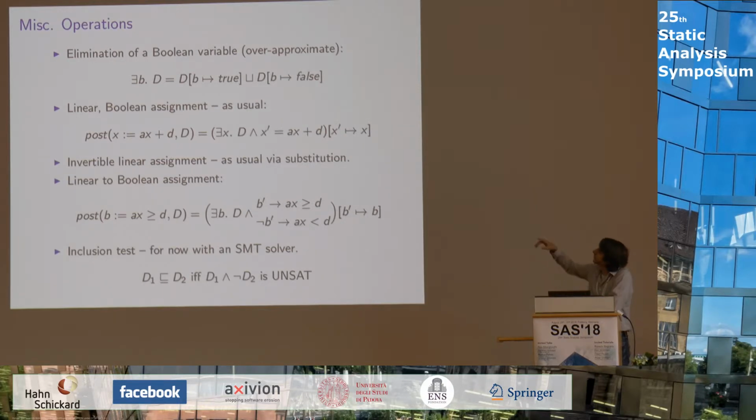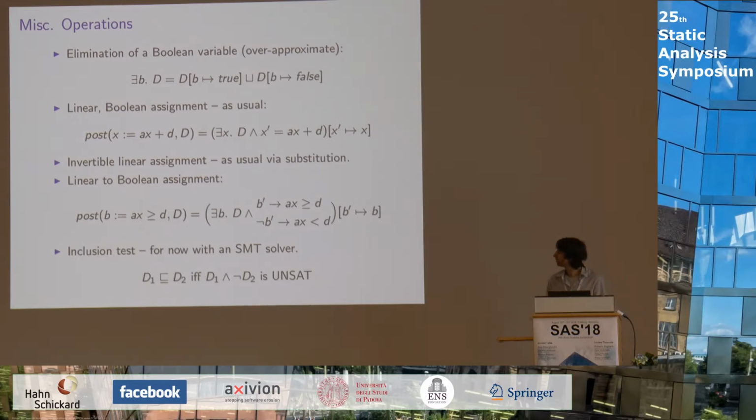Okay, this is straightforward, right? So when you say exists Boolean B in D, what you want to do is replace B with true on one side, replace B with false on the other side, and join the two things, right? So linear and Boolean assignments are as usual. You do renaming, you add constraints, you do existential quantification, and so on.